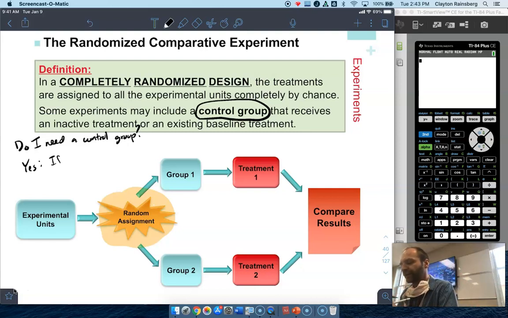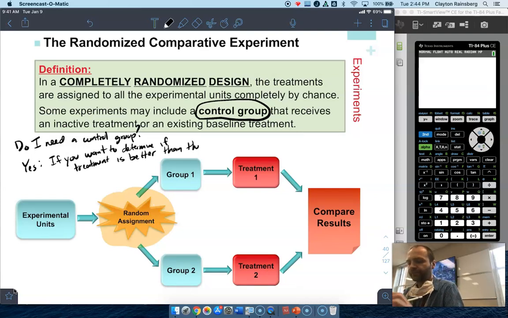If you want to determine if a new treatment, or any treatment, is better than the original. So if there's an original treatment and we've got a new medicine, we want to know if it's better than the original. Well, then you're going to need a control group as well. You're going to need the new treatment, you're going to need the original, and you're going to need a control for it. That way you can compare to it. Sometimes that control group might be a placebo, and we're going to go into that as well.